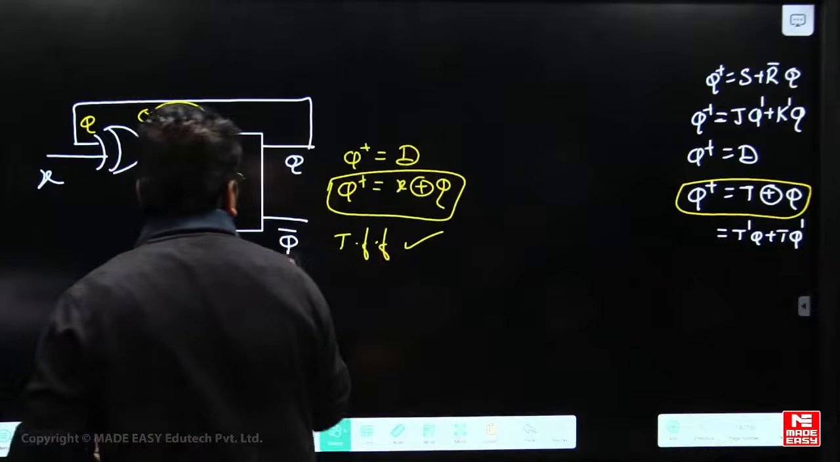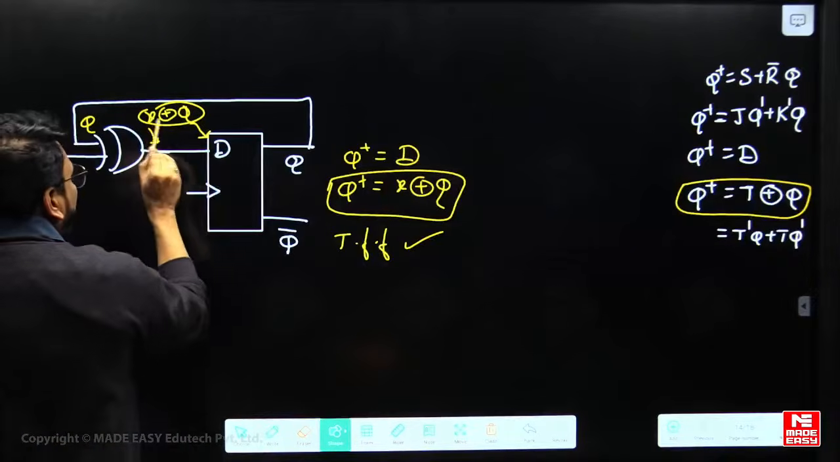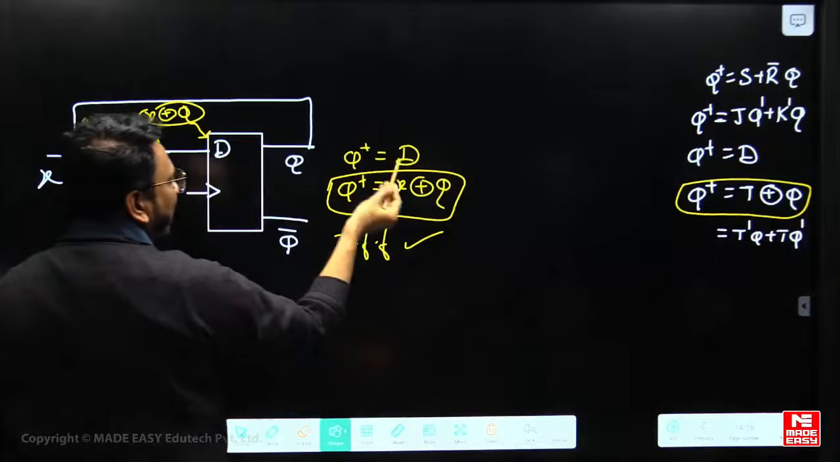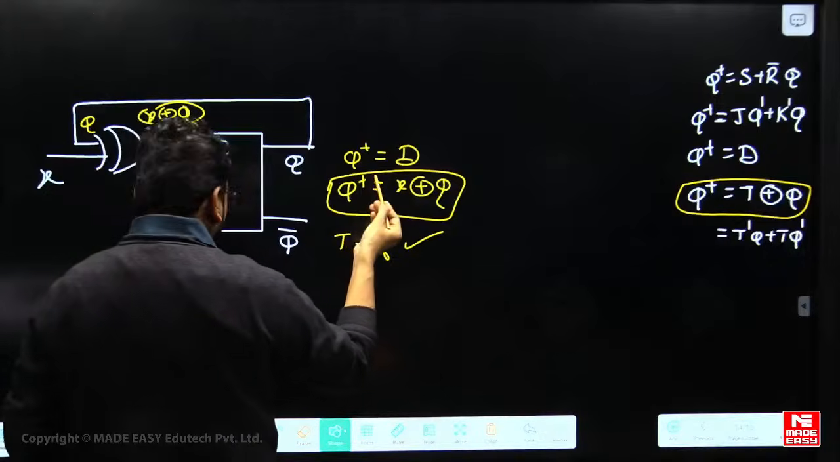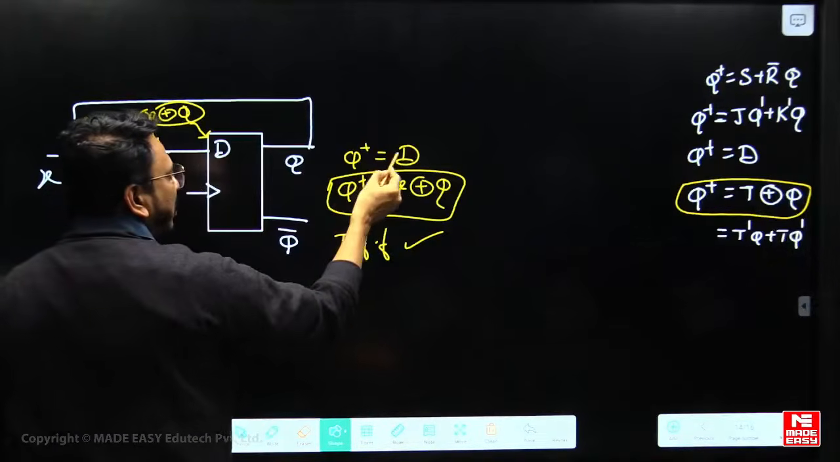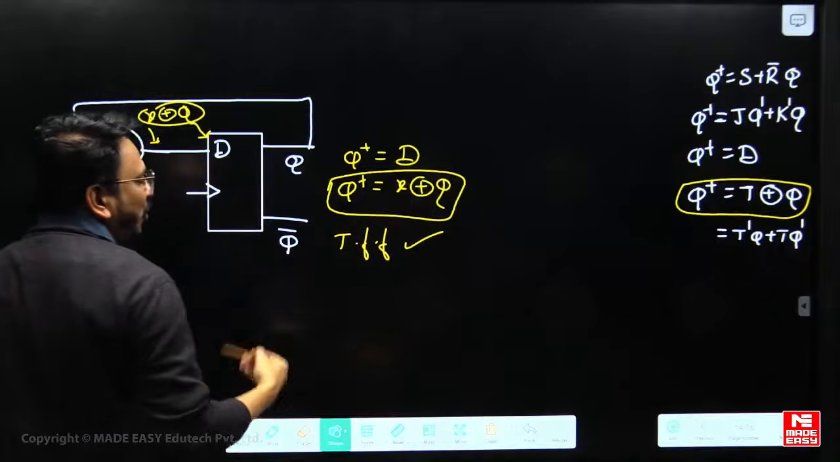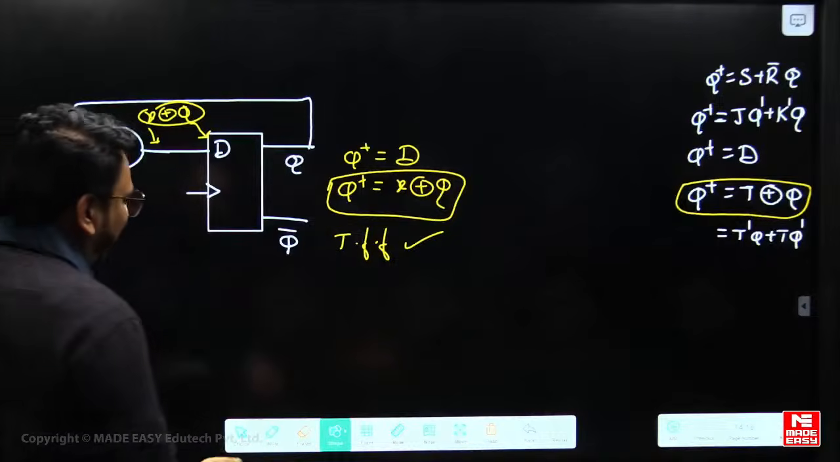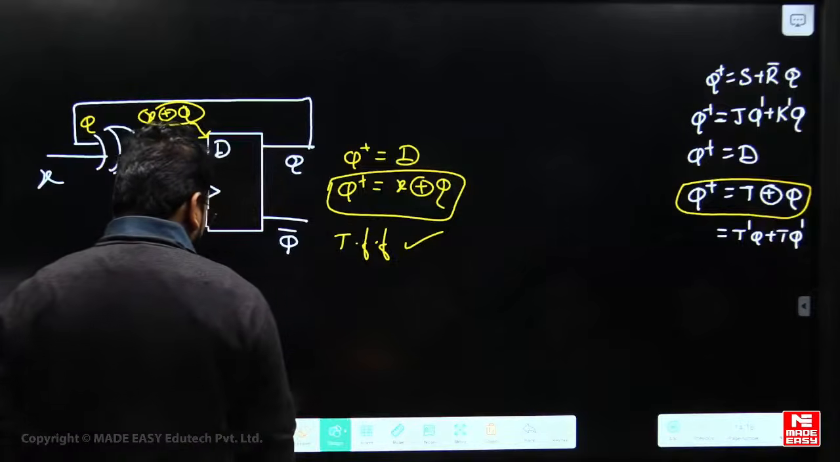You understood this one, no? Whatever the input may be, applied to the D flip-flop, that only comes at the output as the characteristic equation. Q plus is nothing but D, that is X exclusive-OR Q. We made it like that. You got it?